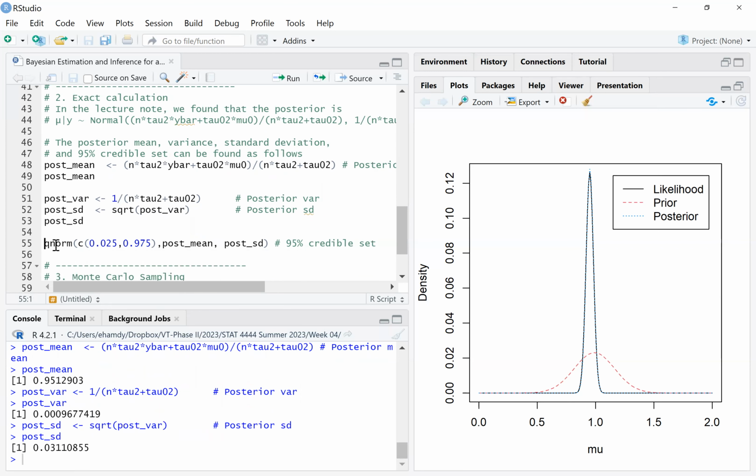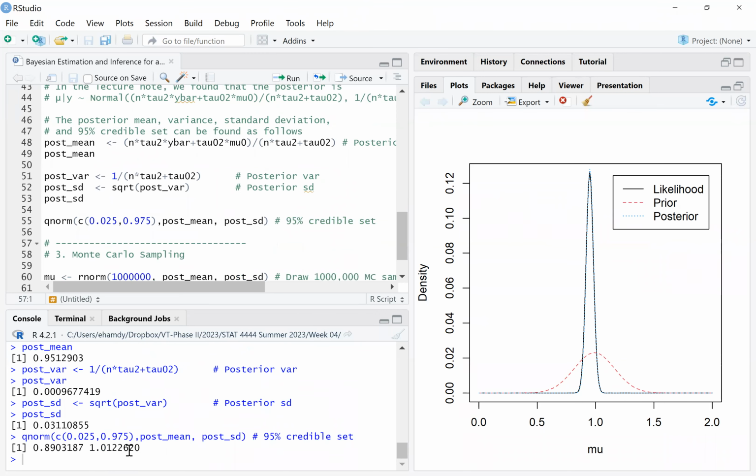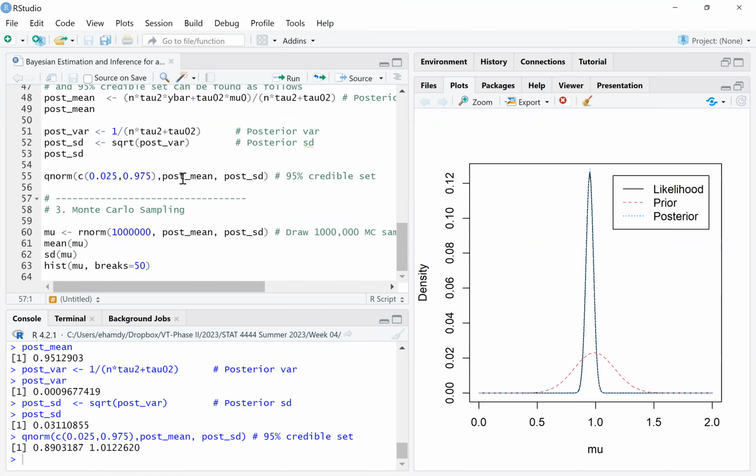And I use the qnorm to find the 95% credible set. The mean is the posterior mean. The standard deviation is the posterior standard deviation. I calculate the 2.5 percentile and 97.5 percentile for the 95% credible set. This is the lower limit and upper limit of the credible set that we calculated in our class, on our lecture note. Using the Monte Carlo sampling, also it gave me the same estimation and everything.